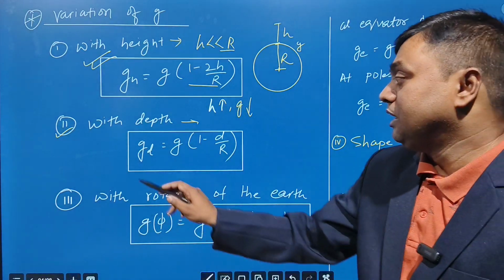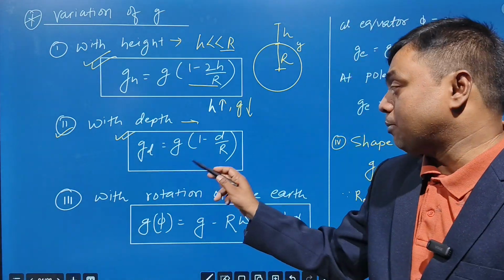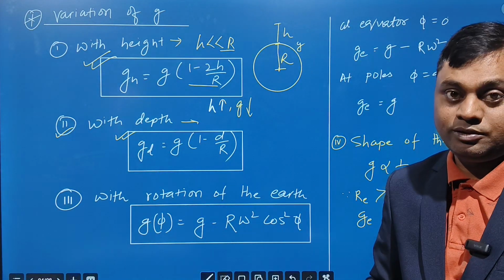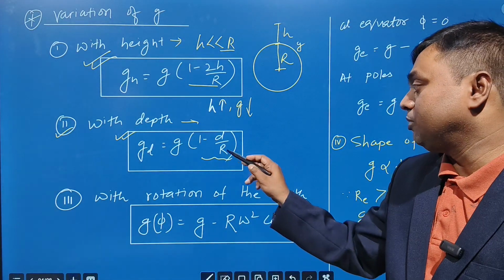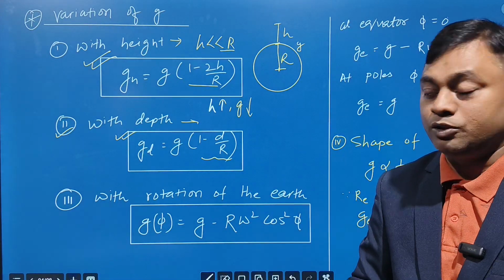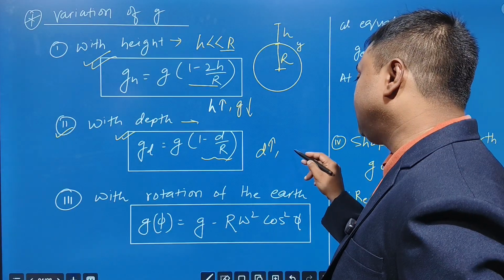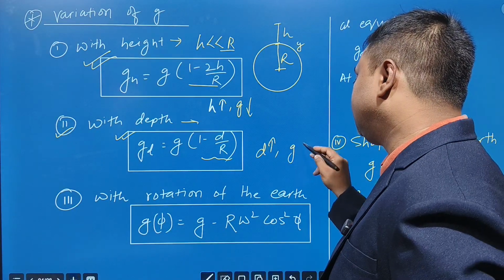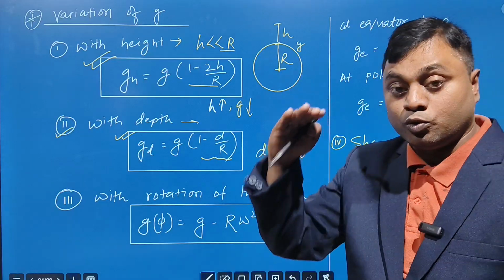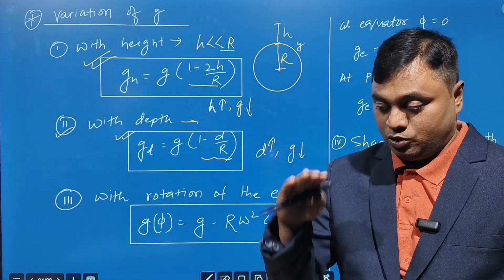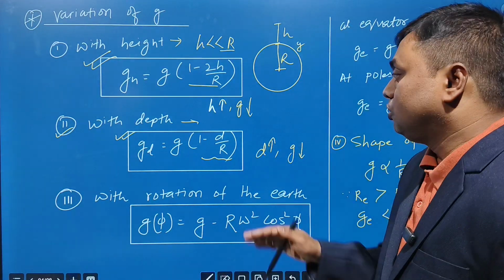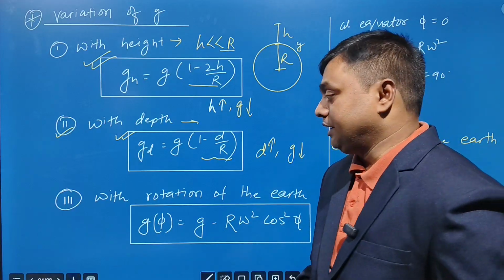We have an expression, g at depth is equal to g times (1 minus d by r). You can see again this term 1 minus something is less than 1. So when depth increases, g decreases. It means when you go towards the center of the earth, down, the value of acceleration due to gravity decreases.